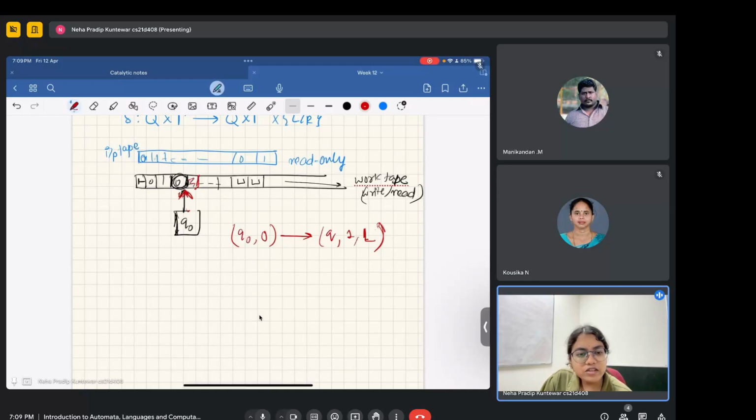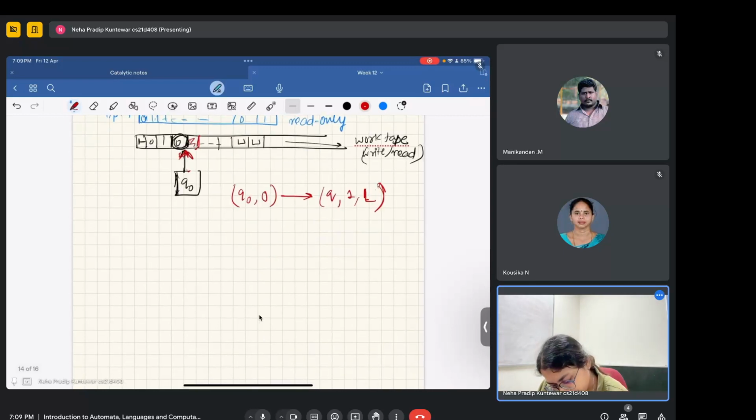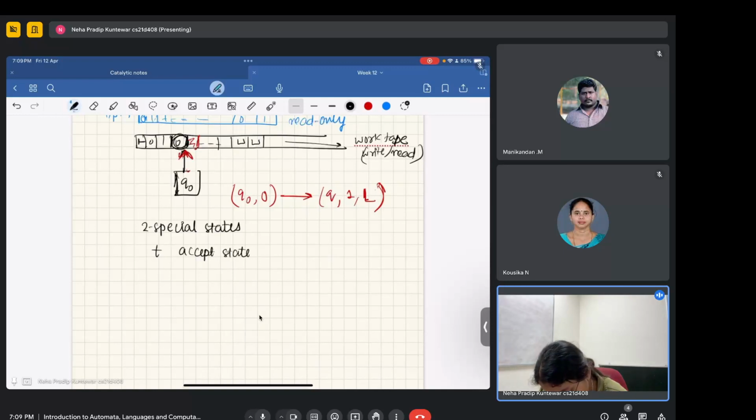But in this case, there is no such notion of empty stack or finishing input, because it just keeps reading infinitely. So in order to stop that from happening, we have two special states. One is called T, this is the accept state, and one is called R, this is the reject state.